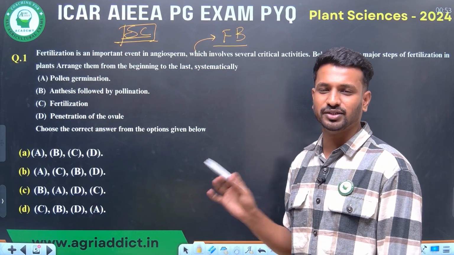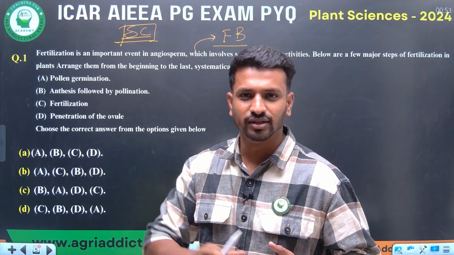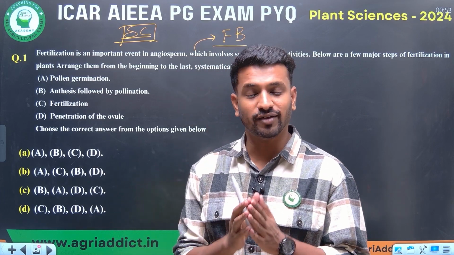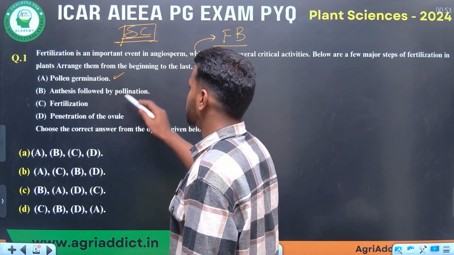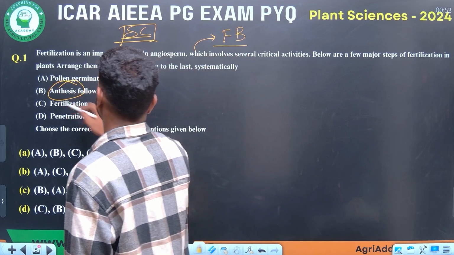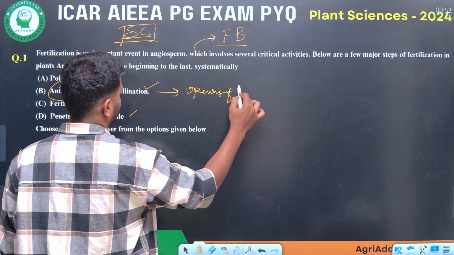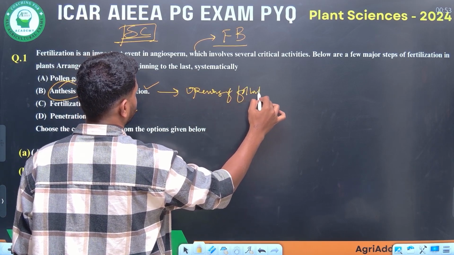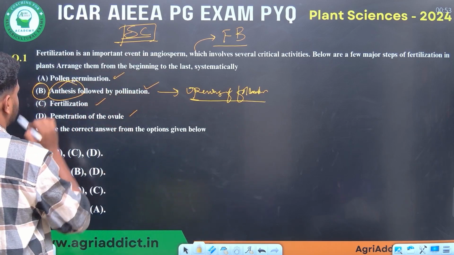It's a very easy question. Whenever you get such questions, which are mostly related to the 11th and 12th and are very basic, you should never miss them and never make any mistake on them. So the first thing: pollen germination, anthesis, fertilization and penetration of the ovule. If you know what anthesis is, anthesis is the opening of the flower. Fertilization, pollination, everything happens only after the opening of the flower. So we can keep it as the first step, right?